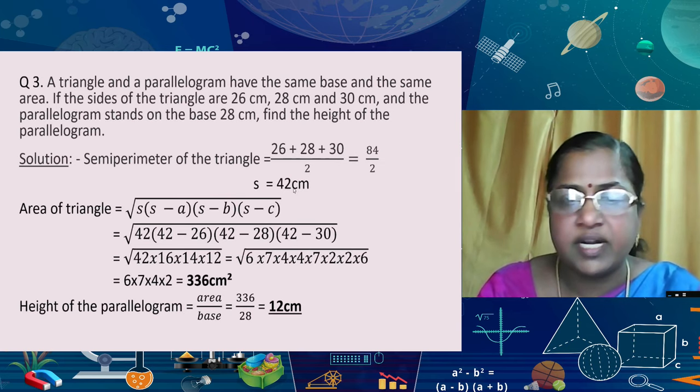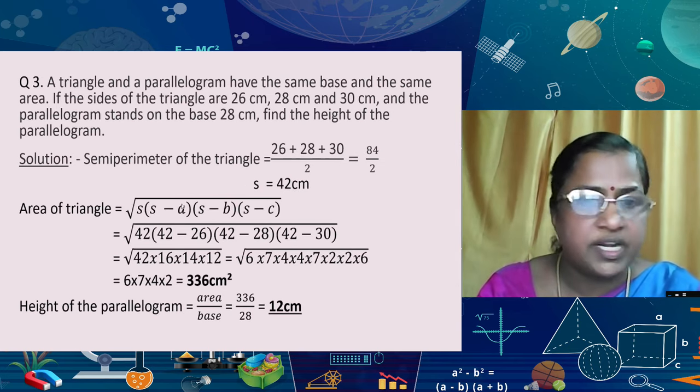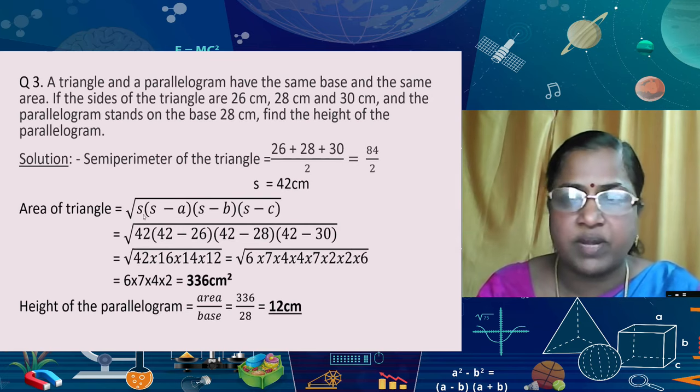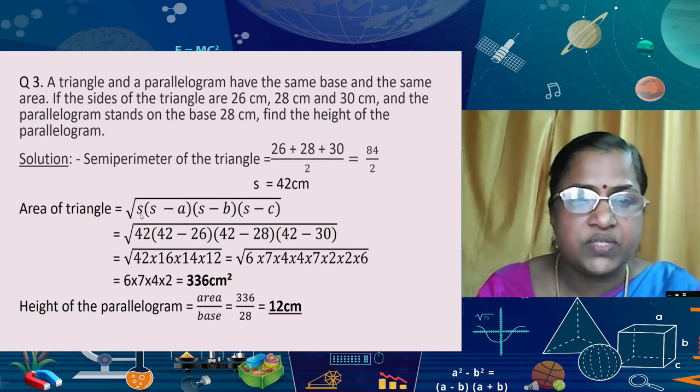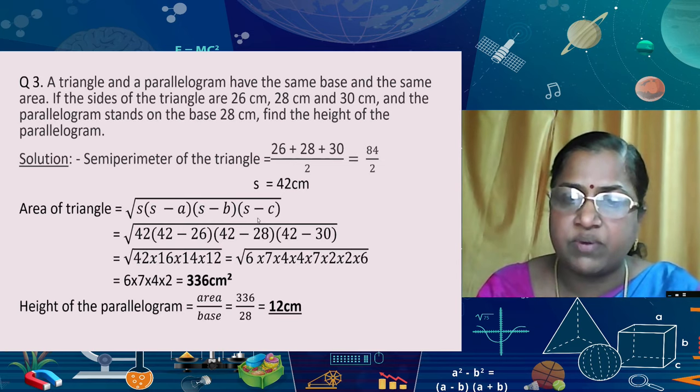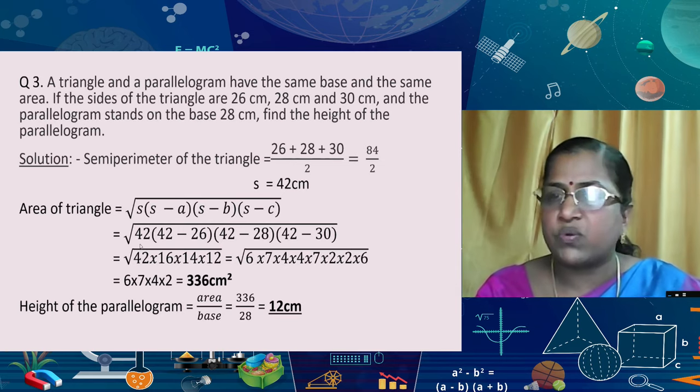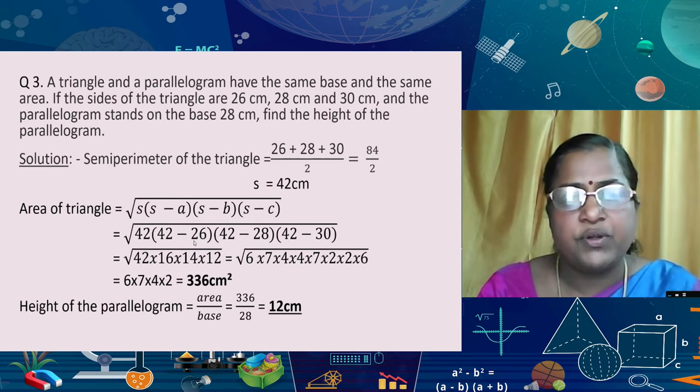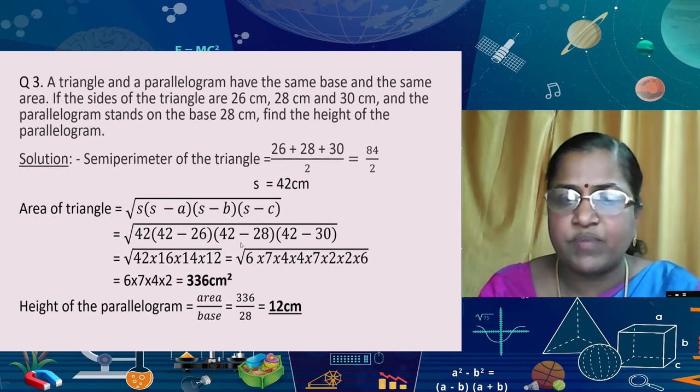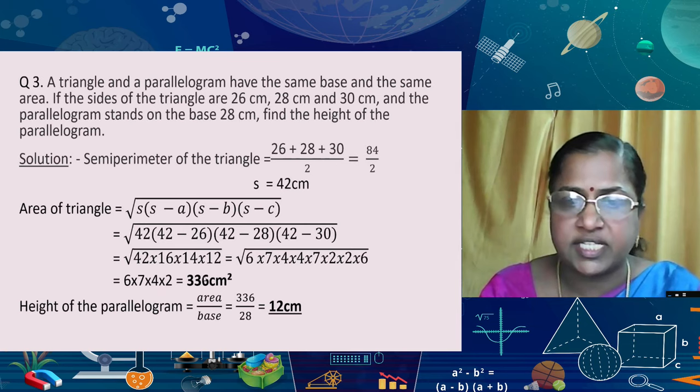Already you have learned how to find the semi-perimeter and area of a triangle with this formula. Now we can apply the values here, that is root of S into (S minus a) into (S minus b) into (S minus c), that is root of 42 into (42 minus 26) into (42 minus 28) into (42 minus 30).